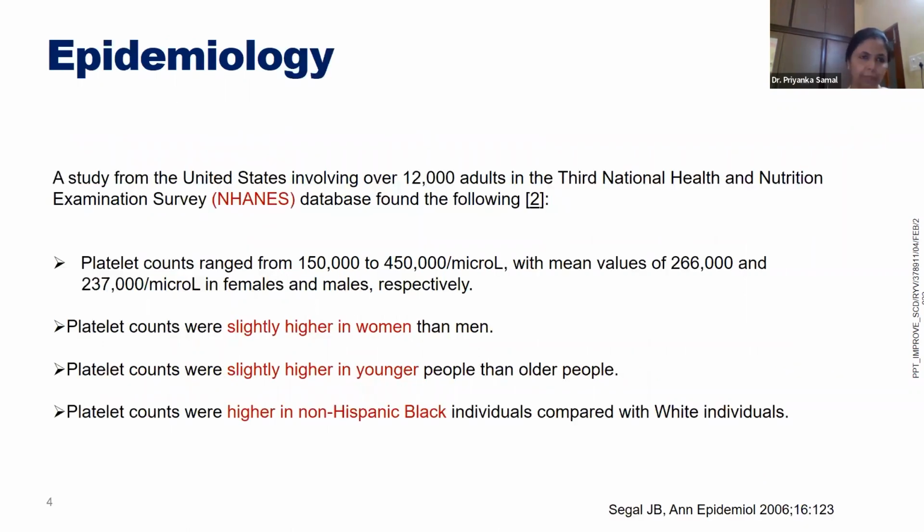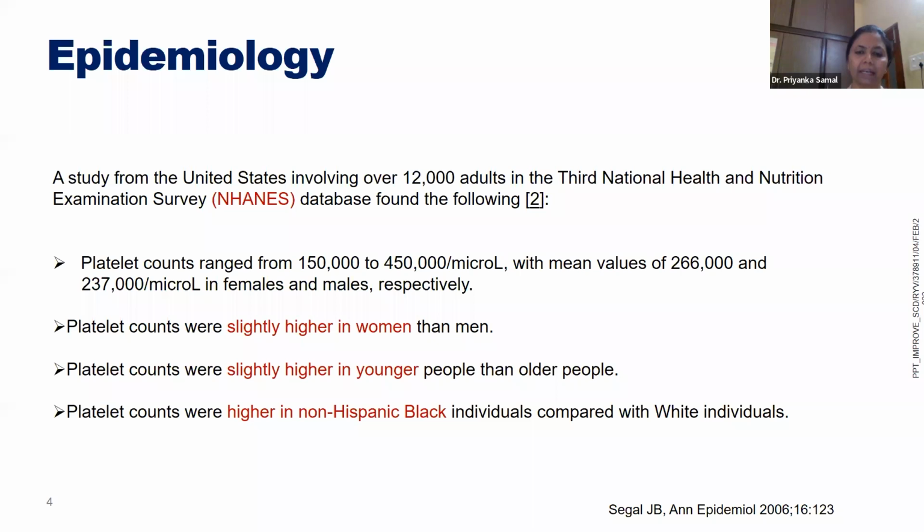So epidemiology: whenever we look into the epidemiology, there are less data from India or from Asian countries, and mostly we have to depend upon the Western data. Similarly, this is something known as the NHANES database, where they have found that the platelet counts are slightly higher in women, because possibly women have iron deficiency, as a result of which they have more amount of platelets, reactive thrombocytosis.